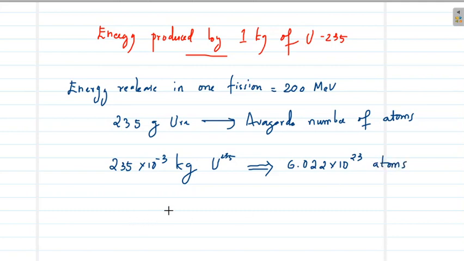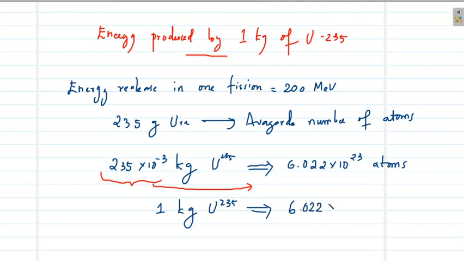So how many atoms will be there in 1 kilogram of uranium-235? Bring this factor 235 into 10 raised to minus 3 to the right hand side. So 1 kilogram of uranium-235 will be equivalent to 6.022 into 10 raised to 23 divided by 235 into 10 raised to minus 3 atoms. And this many atoms are present in 1 kilogram of uranium. If each atom is undergoing nuclear fission, each atom will produce 200 MeV of energy.